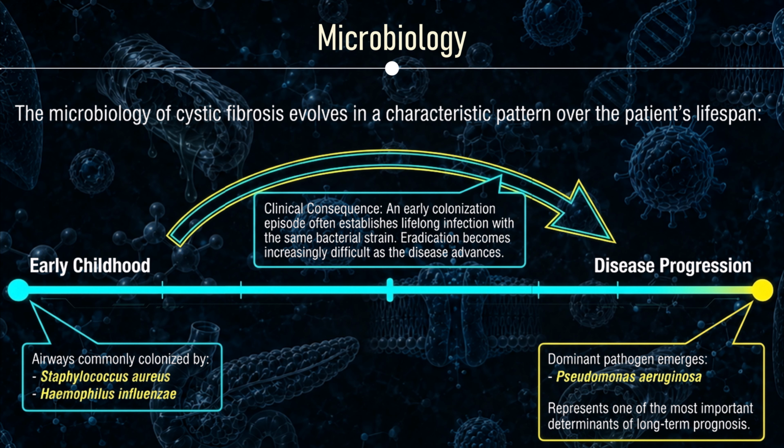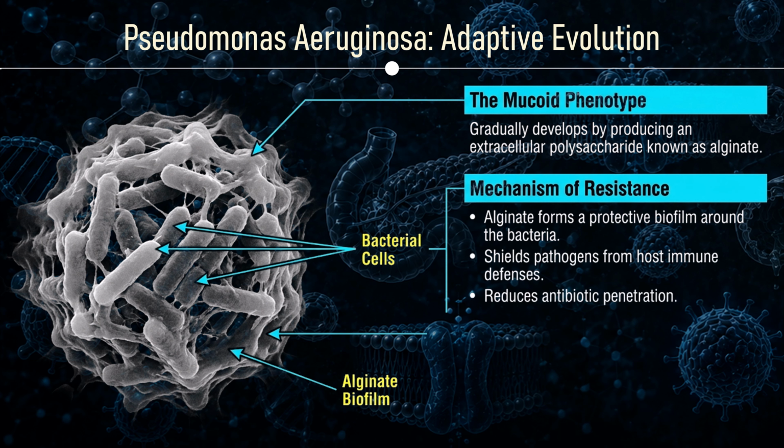It gradually develops a characteristic mucoid phenotype by producing an extracellular polysaccharide known as alginate. This alginate forms a protective biofilm around the bacteria, shielding them from host immune defenses and reducing antibiotic penetration. Consequently, mucoid Pseudomonas survives within the airways despite aggressive treatment and becomes strongly associated with accelerated decline in lung function and poorer overall prognosis. Persistent bacterial infection triggers an intense neutrophil-predominant inflammatory response.